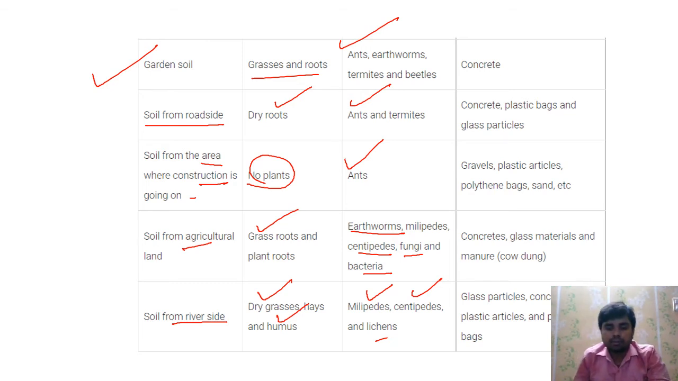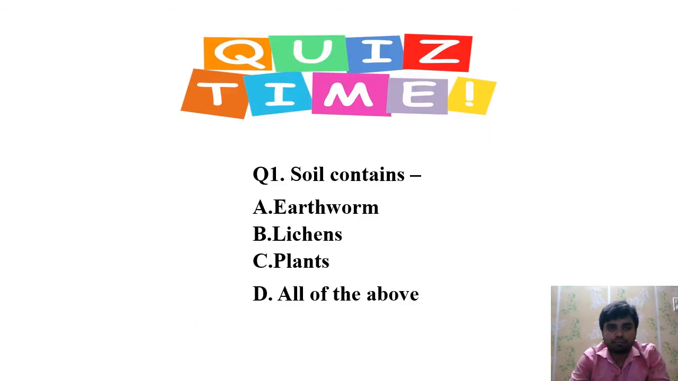Okay students, now you have to answer this question. The soil contains earthworm, lichens, plant, or all of the above. So what can be the answer, students? Yes, the soil contains all of this: earthworm, lichens and plants also. So the soil contains all of the above.